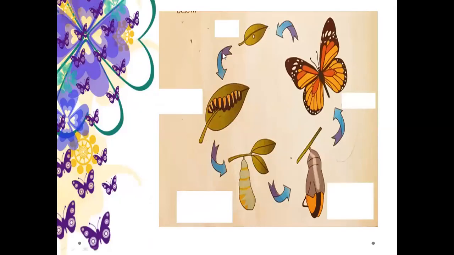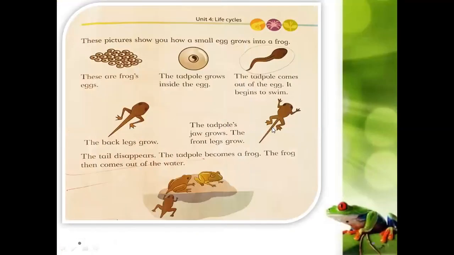Now come, how you will do? You will again, if you want to draw, if you cannot draw, then paste and leave space for labeling. Okay, right here, what is this? Egg, and what is this? This is caterpillar, and this is chrysalis, pupa chrysalis, adult emerging, coming out from the chrysalis, and then adult butterfly. Okay, you will label all these blanks. Understand?